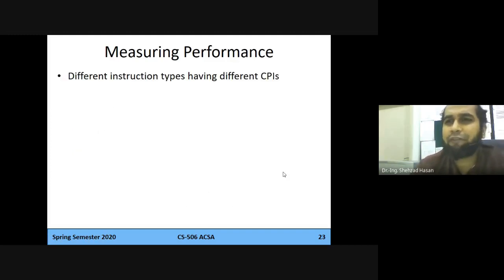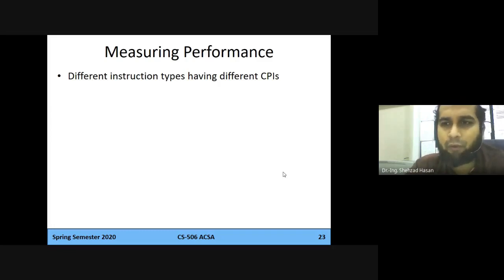Different instructions in a program all have different timings. Some instructions are slow, some are fast, so they take different cycles to complete. For example, a load instruction may access memory, so it's going to be slow. But a branch instruction may only access internal registers and complete earlier, right? So different instructions have different cycles per instruction.